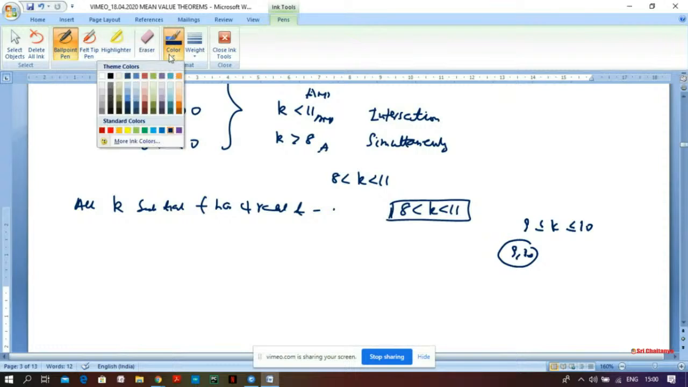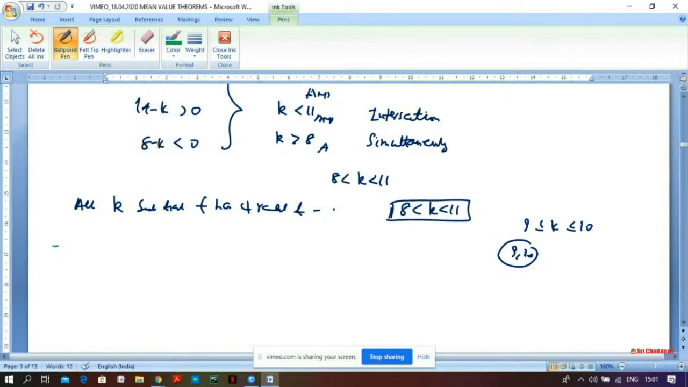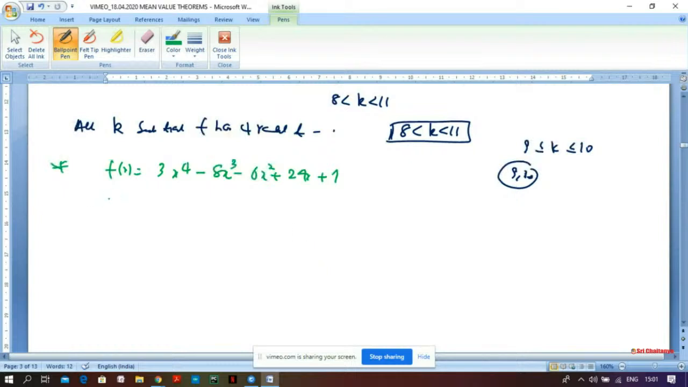So this is it. Next, we take up some more applications. One more I take like that, again finding sign. This question says that you are given f(x) = 3x^4 - 8x^3 - 6x^2 + 24x + 1, and you want to investigate how many real roots f has. How many real roots does f have?